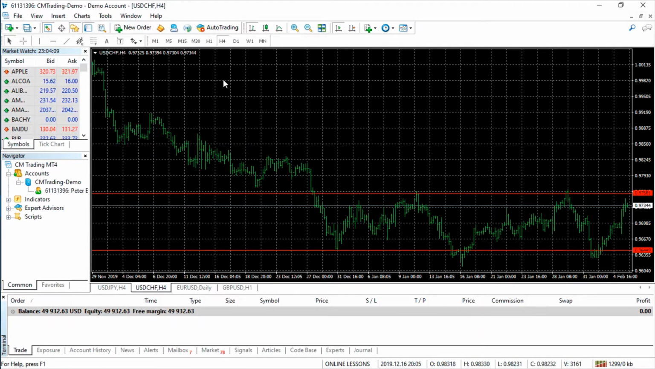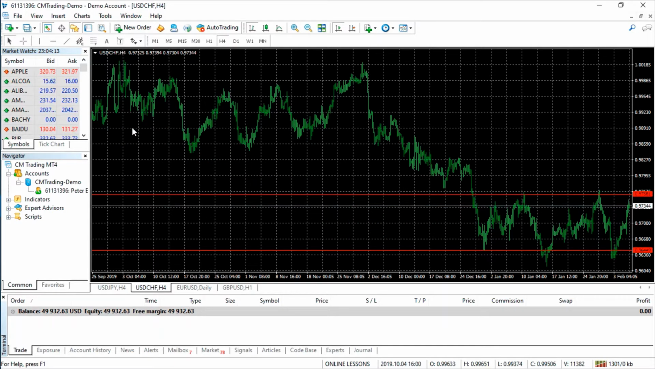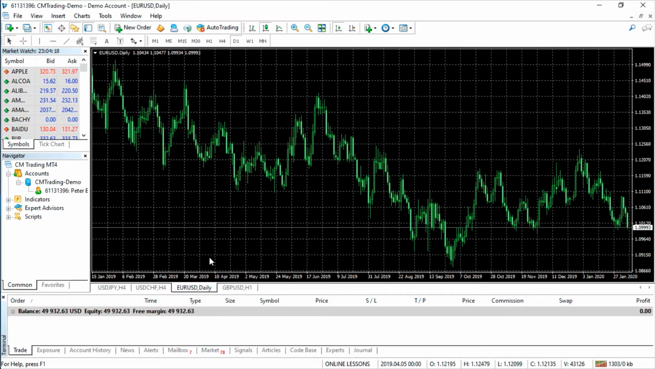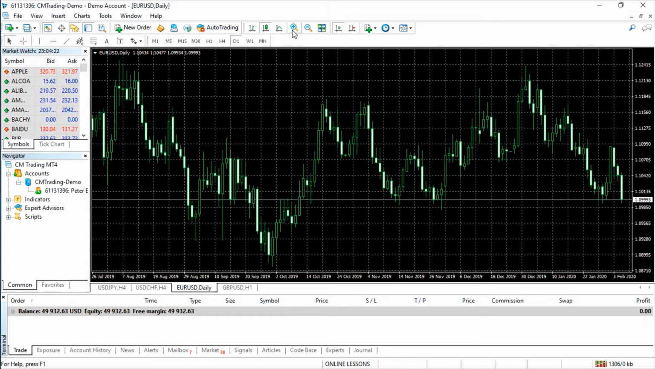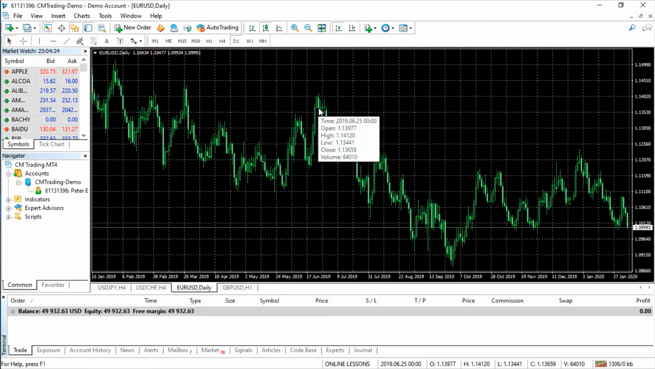Basically a downtrend is where you find the market moving downwards. Let's look for something better. Okay, we have this. You can see the market from this point to this point is moving in a downward direction. So that is what we call a downtrend. Let me show you, from this point downwards. So this is basically what we call a downtrend.